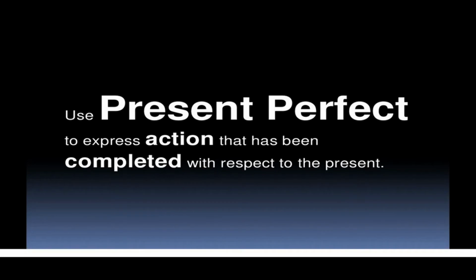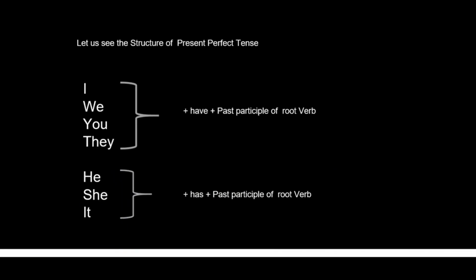Present perfect tense. Use the present perfect tense to express an action that has been completed with respect to the present. Okay, for actions which are completed just now, or where the effect of the completed action is still present, we have to use present perfect tense. Let's see the structure of present perfect tense.